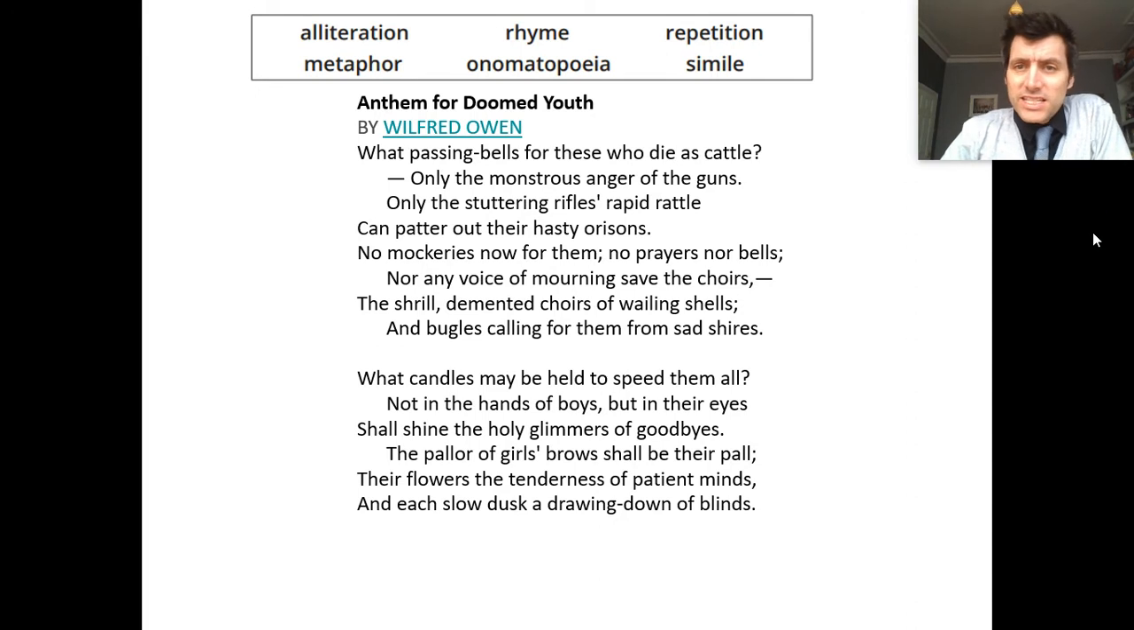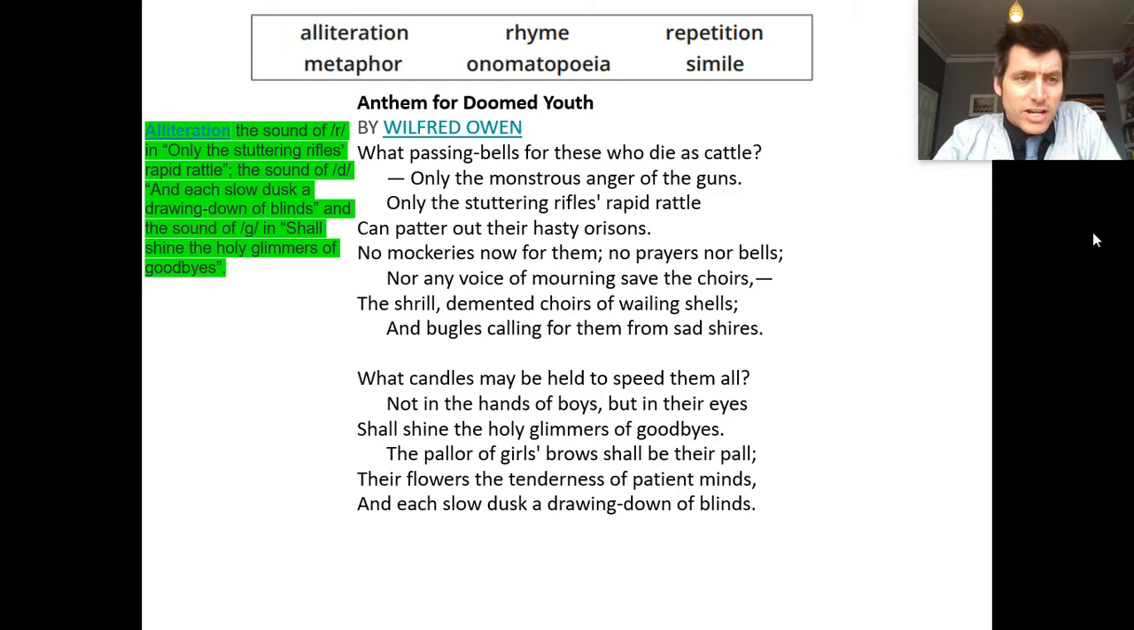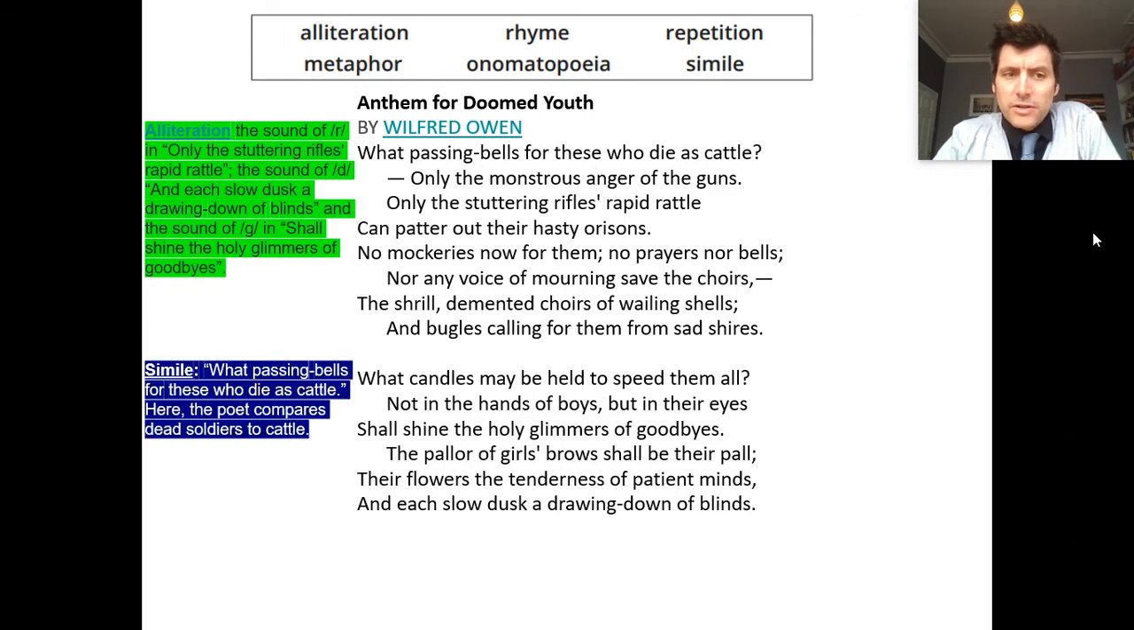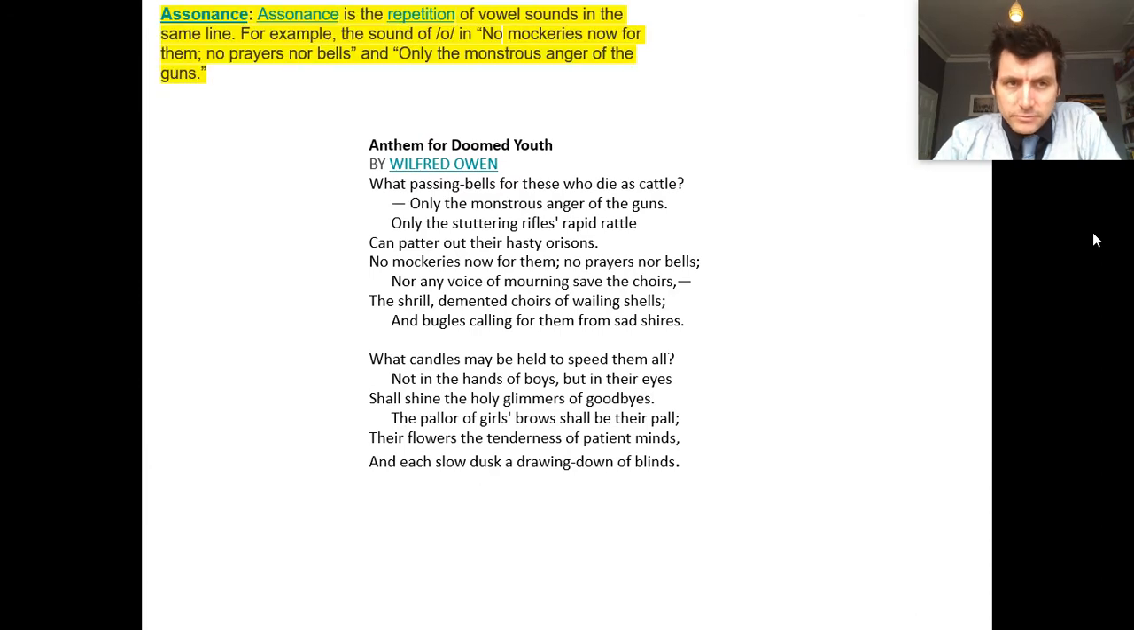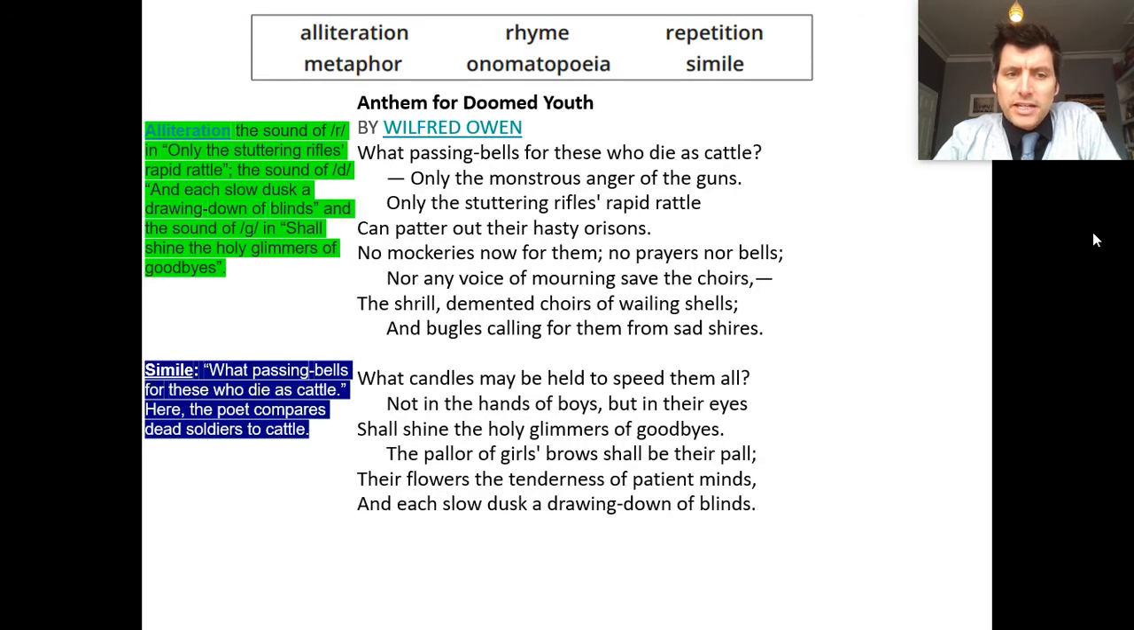Okay, we've got some skills within here: alliteration, rhyme, repetition, metaphor, onomatopoeia and simile. Let's see if we can spot them. So alliteration, we've got the idea of only the stuttering rifles' rapid rattle. Then we've also got the simile with what passing bells for these who die as cattle. So with the alliteration, we've got stuttering rifles' rapid rattle, and we've also got the ing sound.